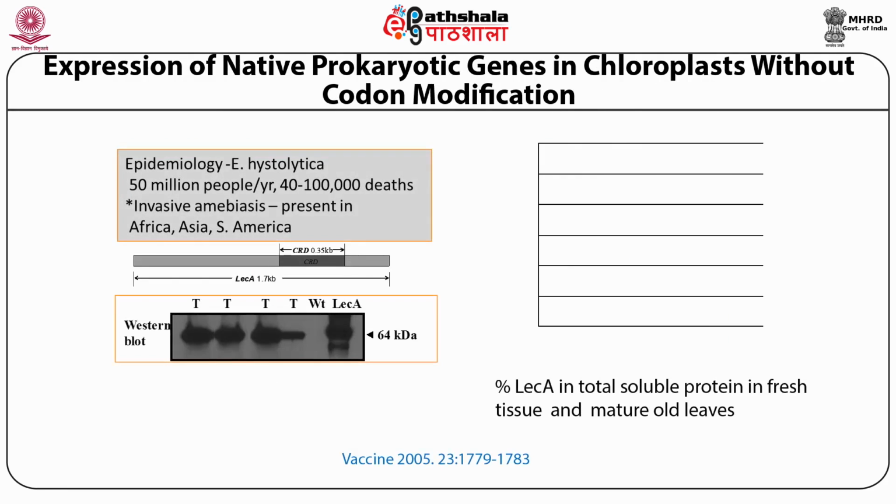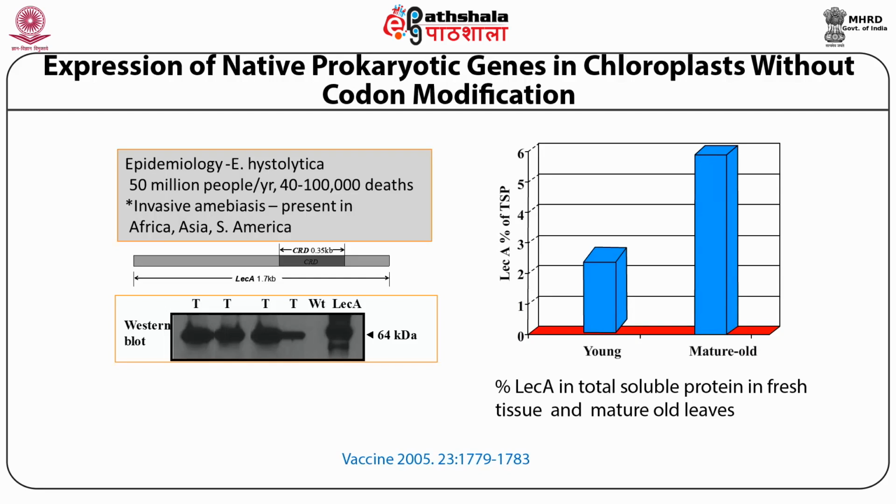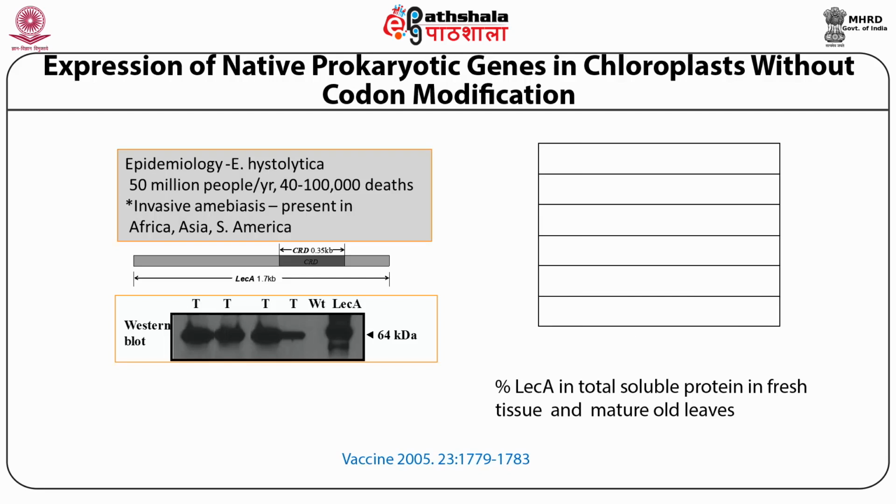It is another example: if you want to express genes without any codon modification, then chloroplast transformation is the best mode. Here you can do the transformation without any codon modification. For example, we expressed the amoebiasis lac-A gene in the chloroplast, which expressed up to 6% of total soluble protein. When we tried to express this 65% AT-rich gene in the nuclear genome, we failed; we could not express it. So this is the beauty of chloroplast transformation, that it can express both eukaryotic and prokaryotic genes without any codon optimization.